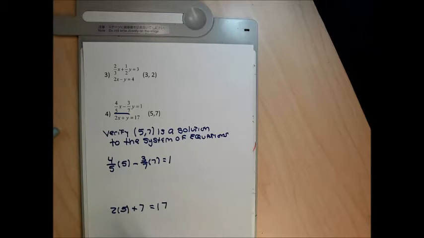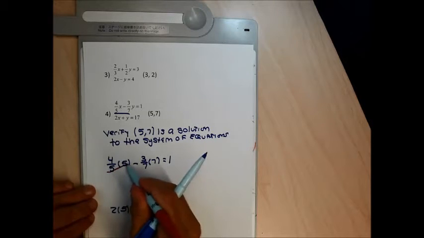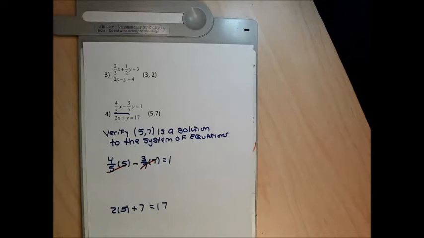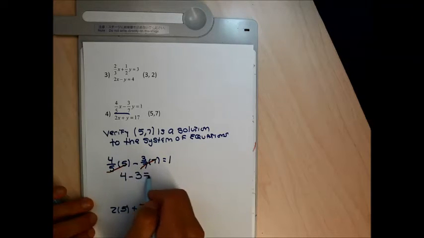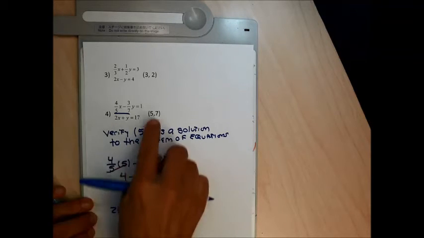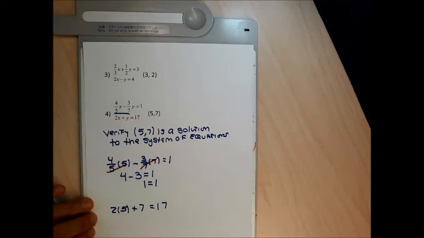If you're not comfortable working with the fractions, you certainly can use your calculator, but I know that these 5s and those 7s will cancel into 1s and makes it so I don't need the fraction anymore. And that's going to turn into 4 minus 3 equals 1, which gives me 1 equal to 1. So 5, 7 is a solution to the top equation. It also has to be a solution to the bottom equation to be a solution to the system. And I'll do the algebra that's implied by the numbers in the bottom one.